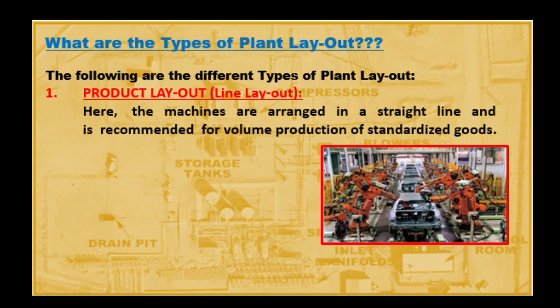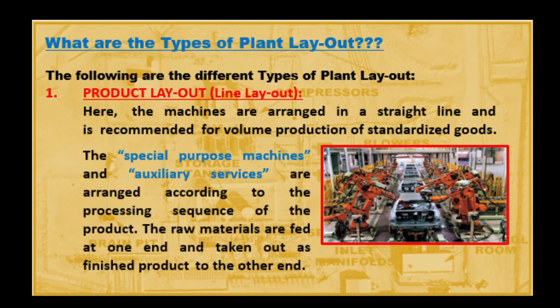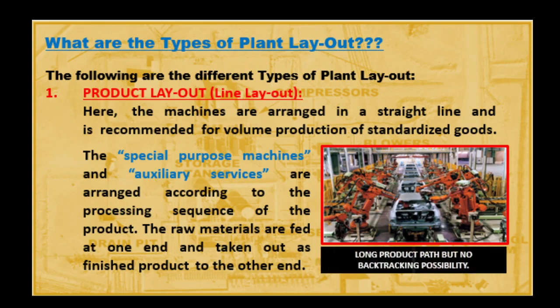So bakit siya tinatawag na line layout? Kasi more or less, yung structure natin o yung form natin dito ng pagkaka-layout niya resembles that of a straight line. Here, the machines are arranged in a straight line and is recommended for volume production of standardized goods. So in this case, sa makikita natin sa configuration, meron tayo ditong assembly plant ng isang automobile factory.